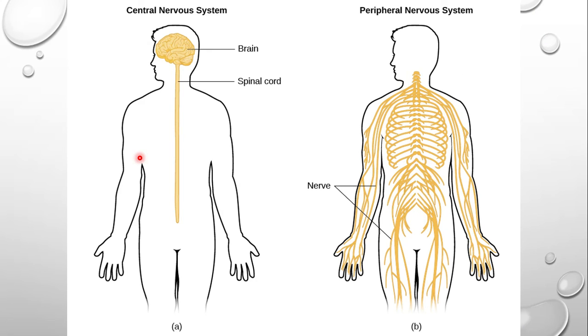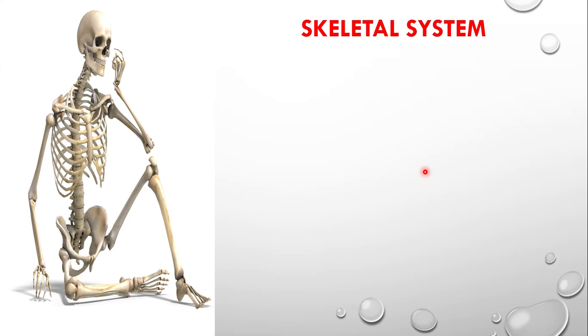Okay, so we have here again the central nervous system. As you can see, it consists of the brain and the spinal cord, and then the peripheral nervous system are those nerve cells or nervous tissues in the entire body that comprise the peripheral nervous system.